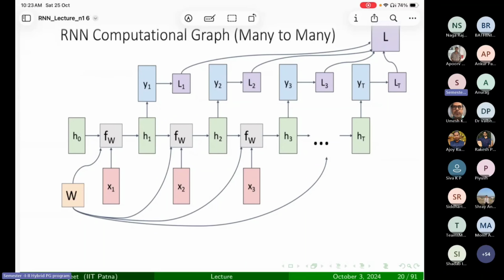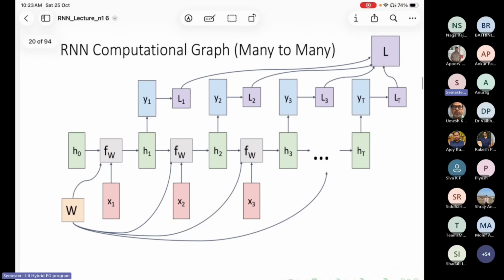aggregate all the losses, and then you have to do the back propagation. Then you have to change the weights. So that's again another thing. We'll come to this part later: how to go back. That is again, we can say, the trickiest step. So we'll discuss this later.